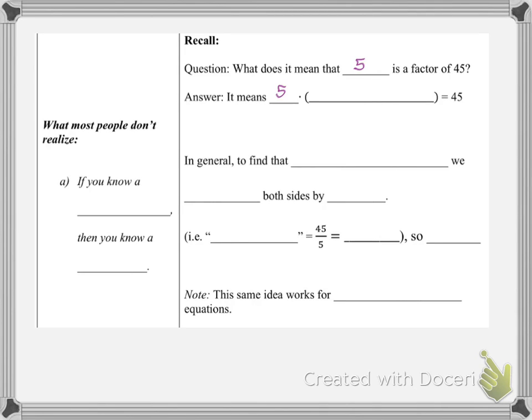Well, that means that 5 times something equals 45, right? And in general, to find that something, we divide both sides by 5. Okay, simple enough, right? So in other words, our something is equal to 45 divided by 5, which we know is 9. So 9 times 5 equals 45.